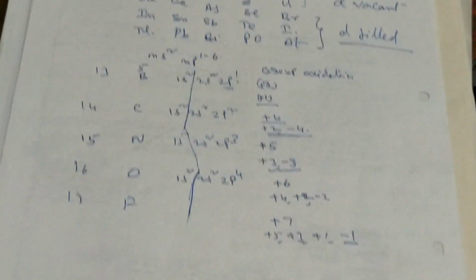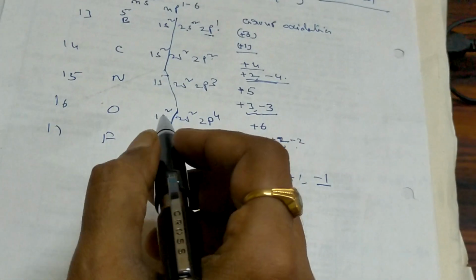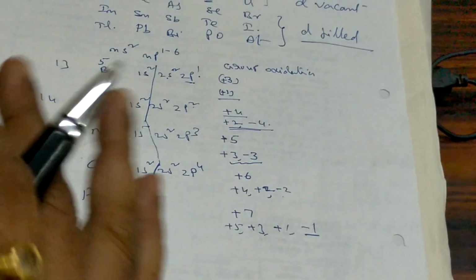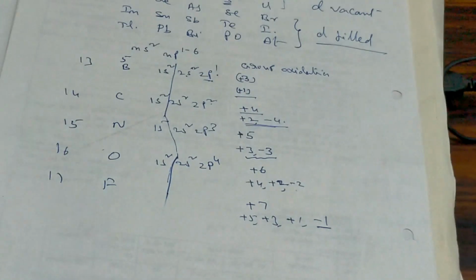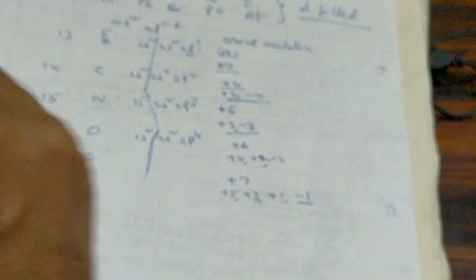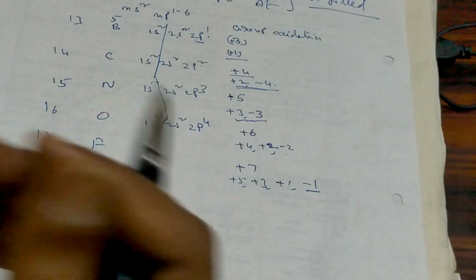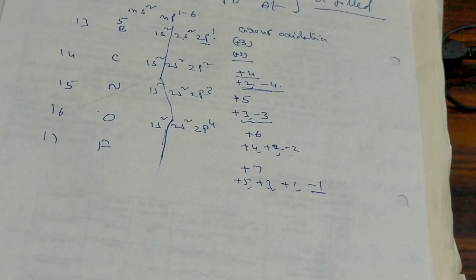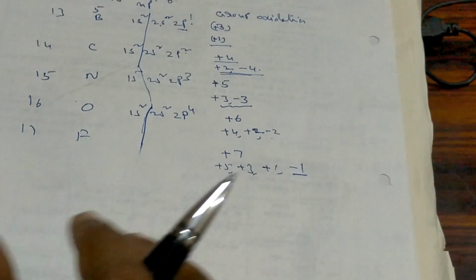Because of this non-metallic character, their ionization potential, ionization energy, ionization enthalpy is more. That means they are not ready to lose electrons, they are ready to gain electrons. So there will normally be the minus signs, since they are ready to gain electrons, not to lose them.